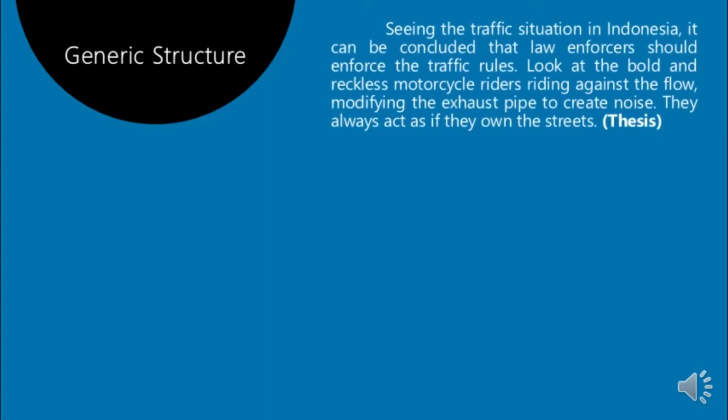Okay, in here I provide you the generic structure of hortatory exposition text. Okay, and then this is the example text of hortatory exposition text. Firstly, we have thesis in here. Seeing the traffic situations in Indonesia, it can be concluded that law enforcers should enforce the traffic rules. Look at the bold and reckless motorcycle riders riding against the flow, modifying the exhaust pipe to create noise. They always act as if they own the streets.